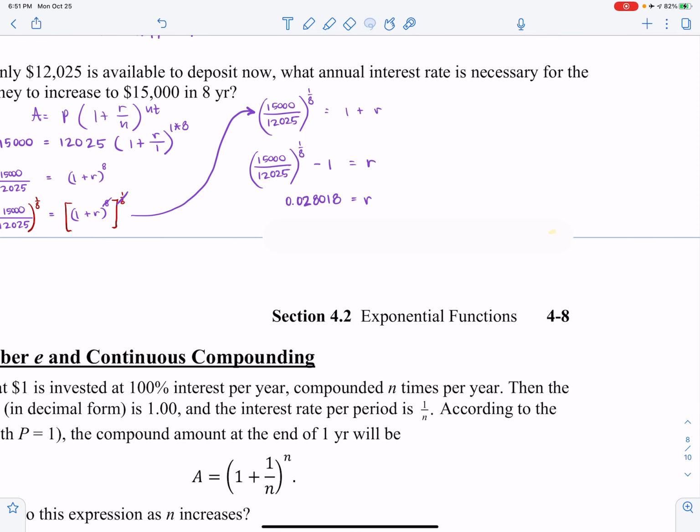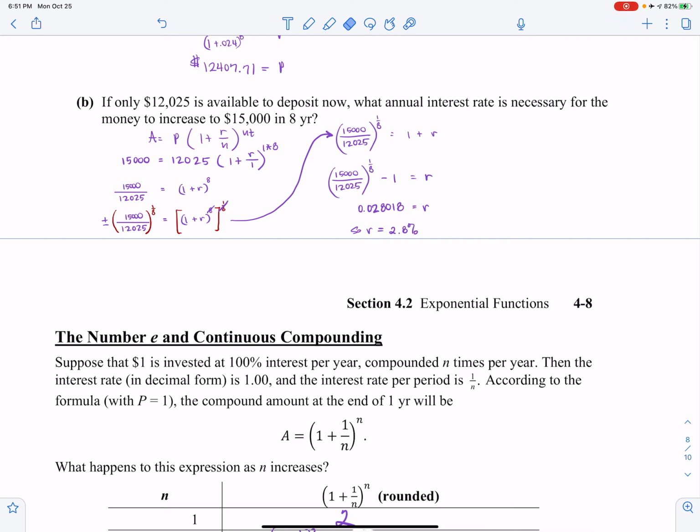But remember, we were asked for what interest rate? Well, we write our interest rates in percentages. So let's change this decimal back into a percentage. And so my rate then will be 2.8%. If he can have a 2.8% annual interest rate, then he'll still be able to get that $15,000 in 8 years.